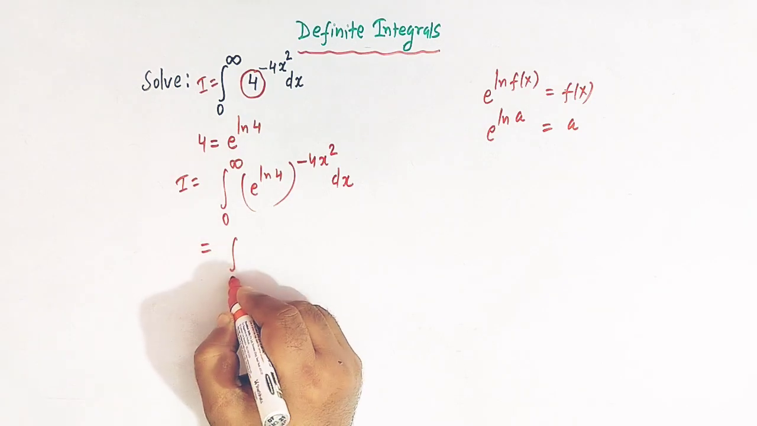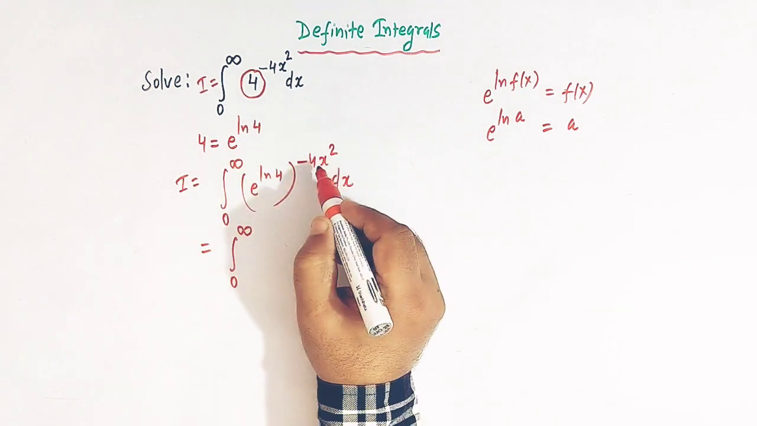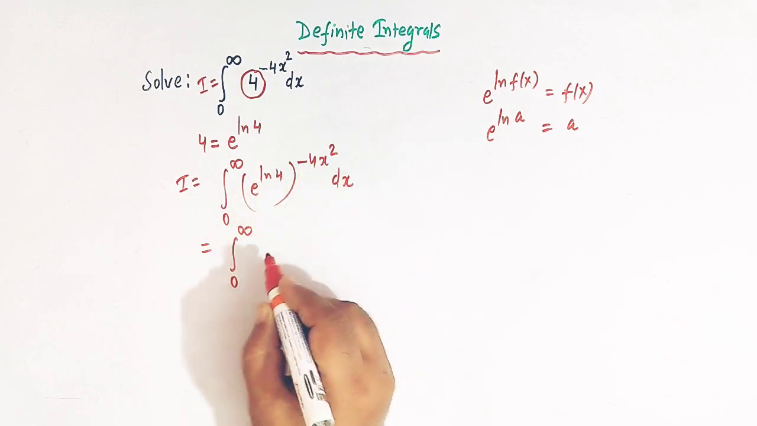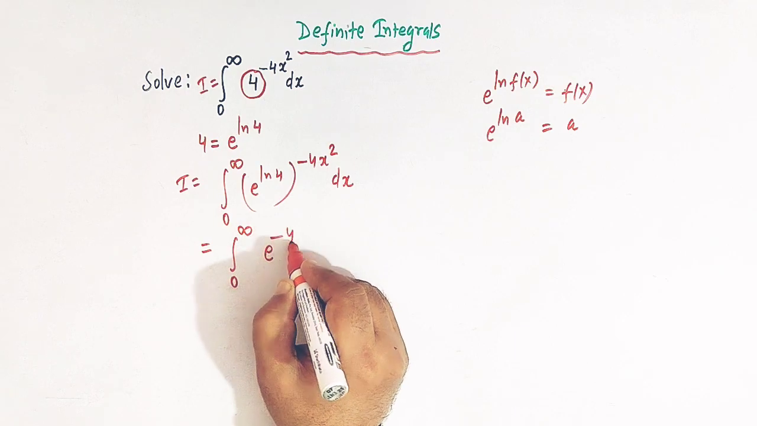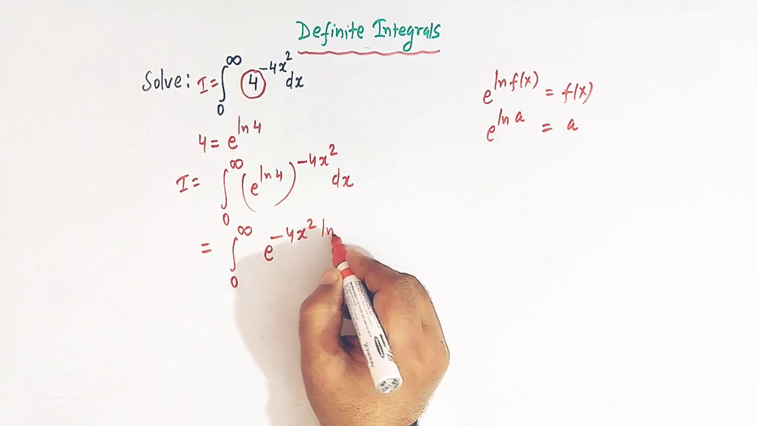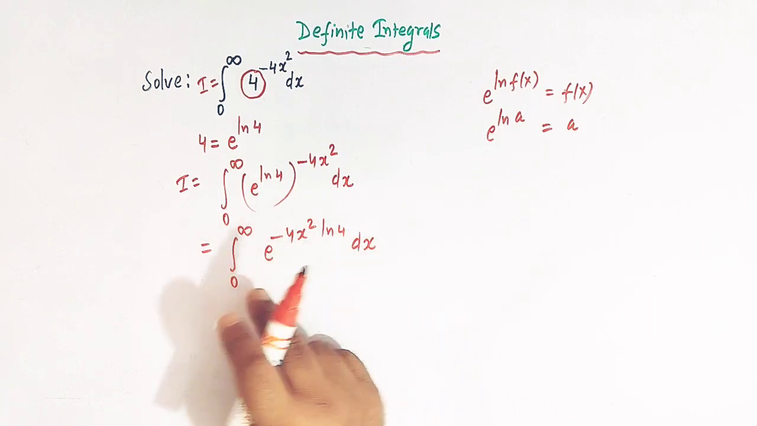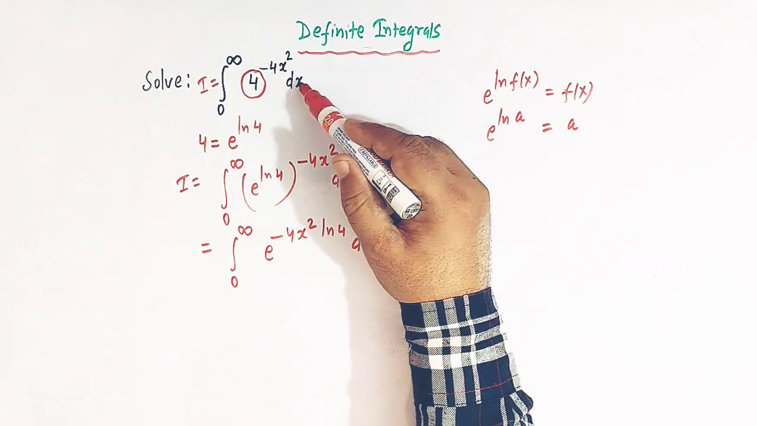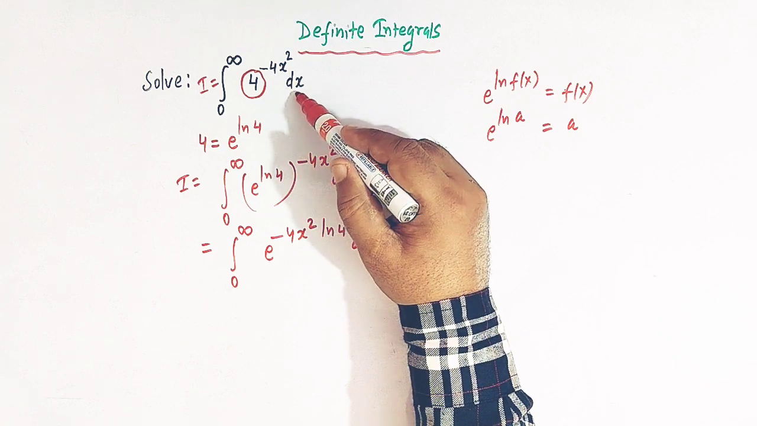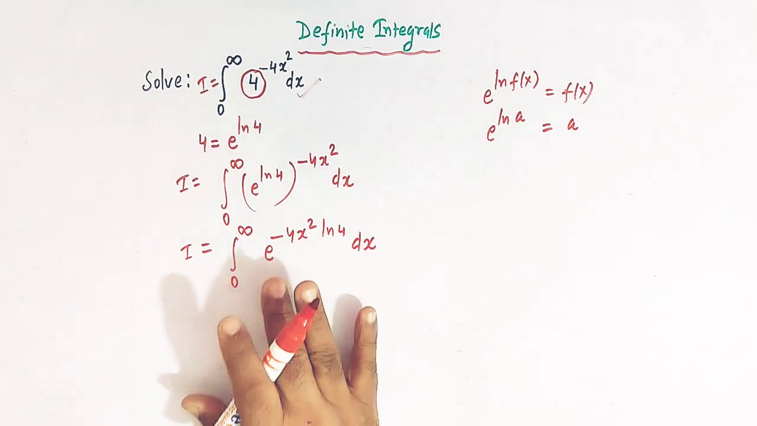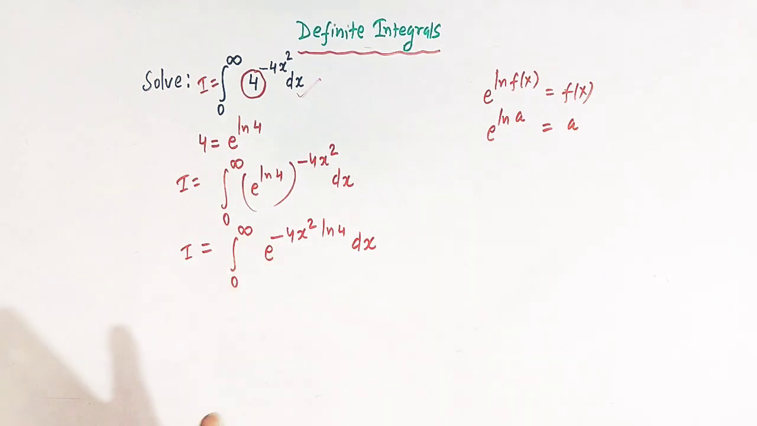Now using the laws of exponents, we will multiply this log of 4 by minus 4x square. So we can now write minus 4x square in front of natural log of 4, and we have this integral. Using this result, we have transformed the integral from this one to this one. Now let us make use of the method of substitution.